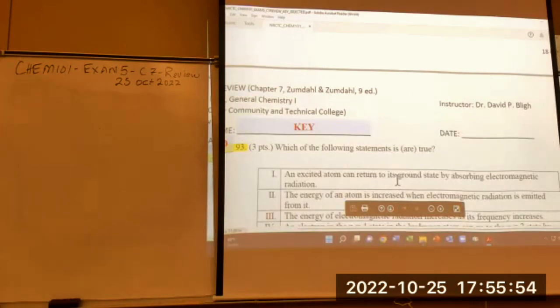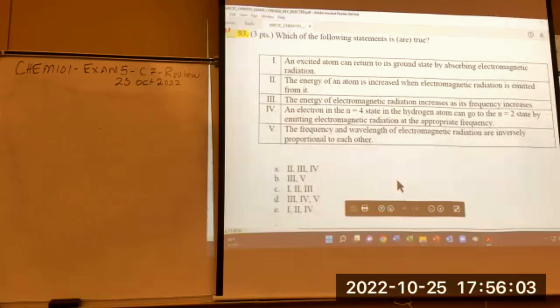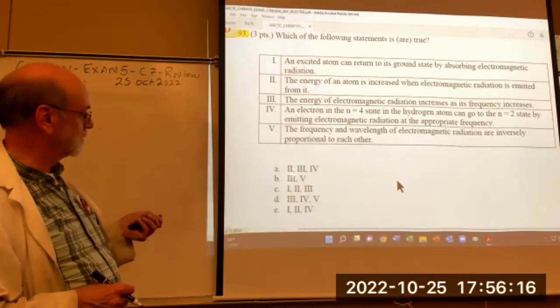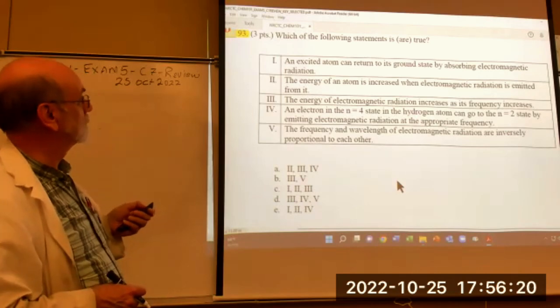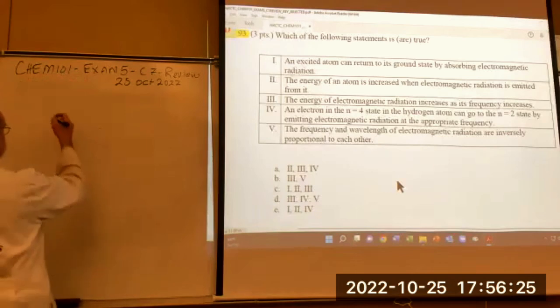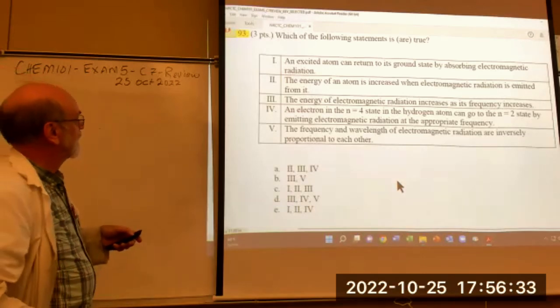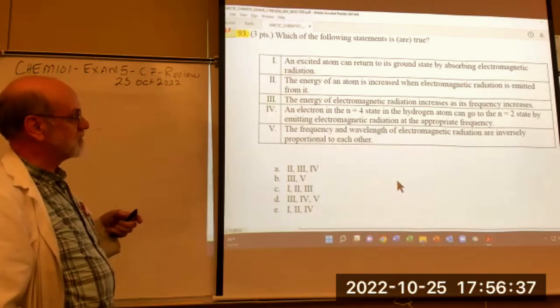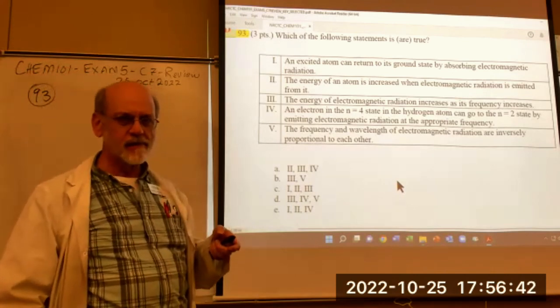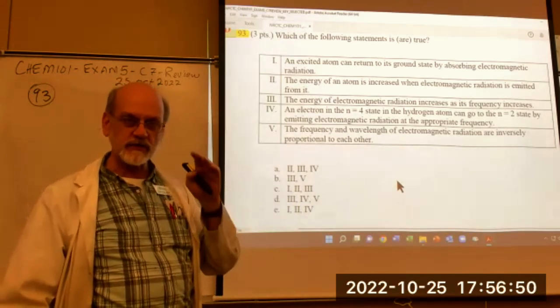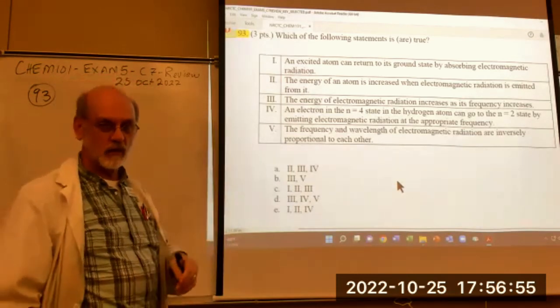All right, 93. We have to scroll this one. All right. Which of the following statements is or are true? Notice, I always check the answers in a multiple choice. Notice that we've got multiples, either threes or twos. So we know that at least two are valid statements. They're true statements. 93. Okay. An excited atom. This is Roman numeral one. An excited atom can return to its ground state by absorbing electromagnetic radiation. Is that true? No. When an atom returns to its ground state from any level, it has to give up energy. It's getting closer to the nucleus, which is a lower energy state. Right? So it has to give up energy. So Roman numeral one is false.